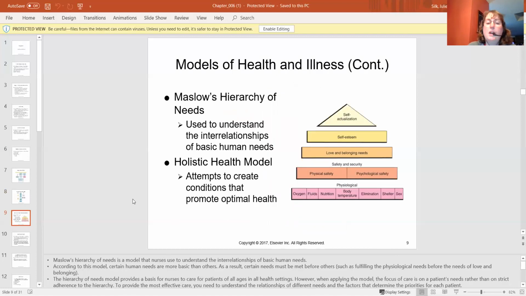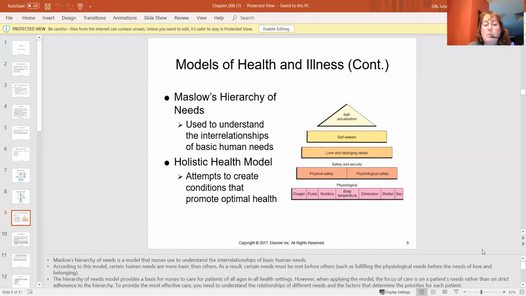So the models of health and illness, we talk about Maslow's hierarchy of needs a lot. This is used to understand the interrelationships of basic human needs. According to this model, certain human needs are more basic than others. As a result, certain needs must be met before others, such as fulfilling the physiologic needs before the needs of love and belonging. The hierarchy of needs model provides a basis for nurses to care for patients of all ages in all health settings.